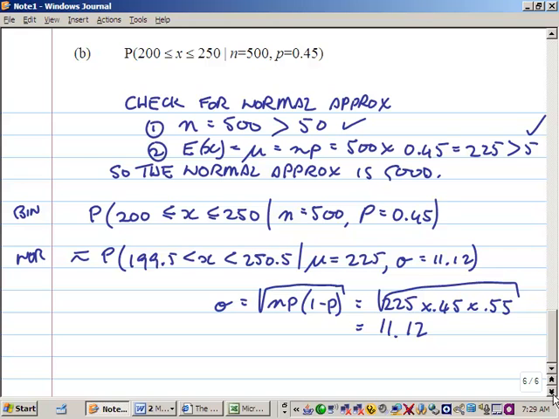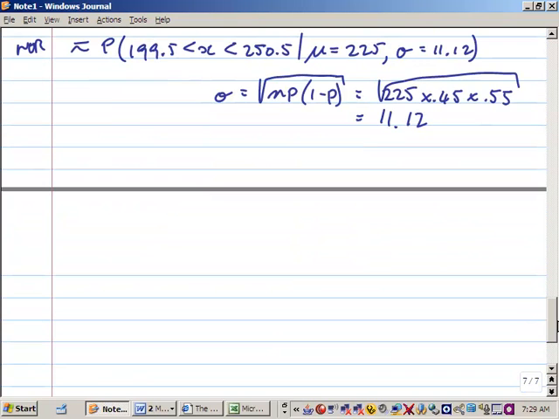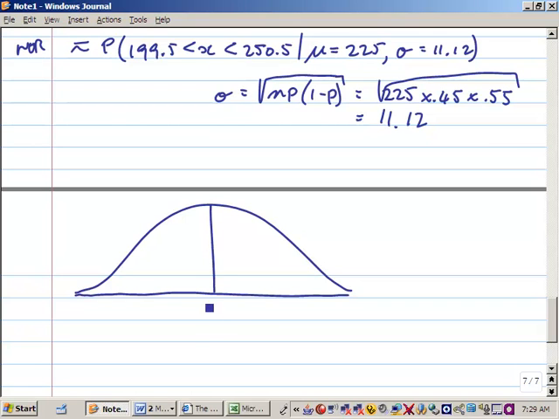Okay, and let's draw our diagram. So first, the distribution of x. Oops, that's not x there. It's x over here. The mean of that distribution is 225. Okay. The limits look to be symmetrical around the 225, and we'll find out in a second when we get our z values. 119.5 to 250.5.